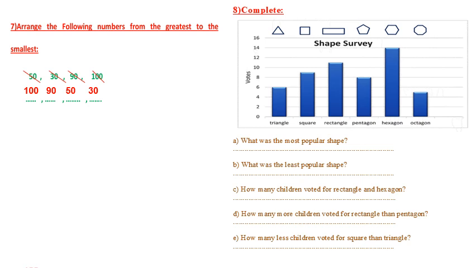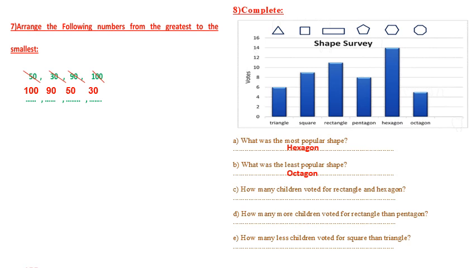Look at the graph, then answer these questions. What was the most popular shape? Look, the most popular shape is hexagon. Okay, what was the least popular shape? Octagon.